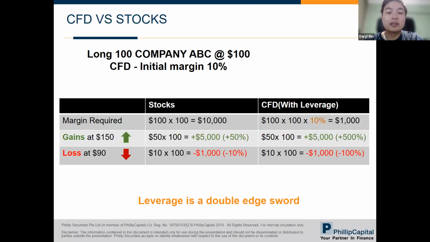So let us look at the bearish side. When the market goes against you, say company ABC goes down by $10, we'll be losing $10 per share. For stocks, we'll be down $1,000, which is 10%. However, for CFD, we'll be down $1,000 and that's 100%. So this is why leverage is a double-edged sword. It can amplify your gains and losses.